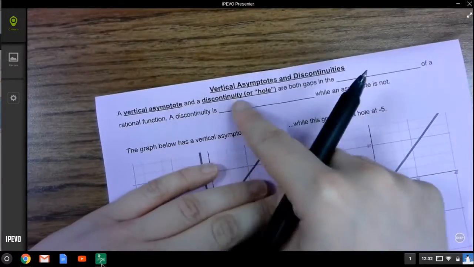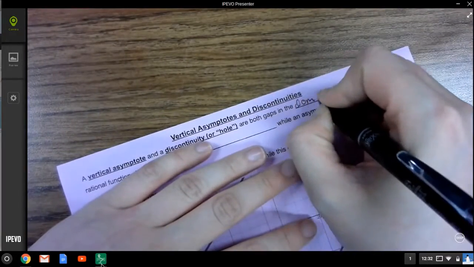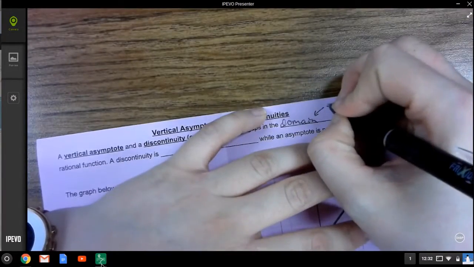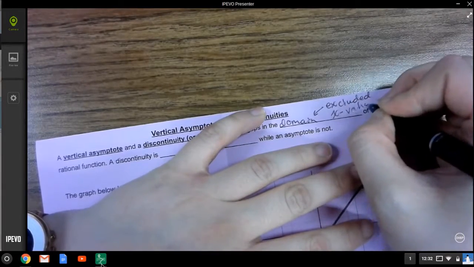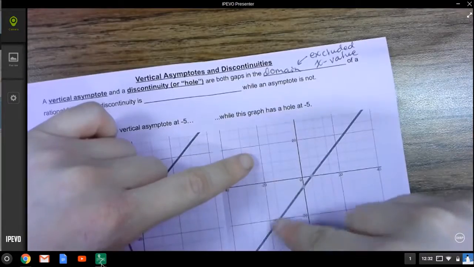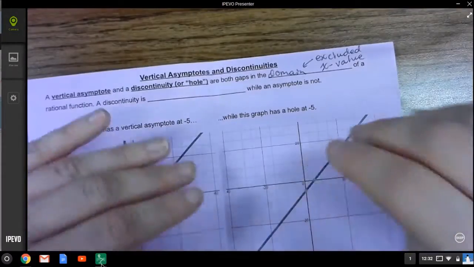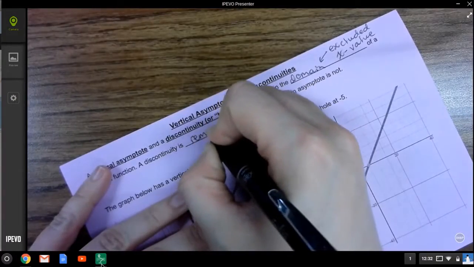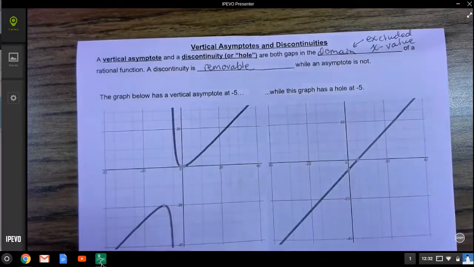So first, a vertical asymptote and a discontinuity or hole are both gaps in the domain of a rational function. That means that they're excluded x values. So there's some x value or x values that if you try to plot them on the graph, there's actually no y value that goes with it. You actually can't have that x value on the graph at all. A discontinuity, though, is removable. We'll look at what that means. While an asymptote is not, without changing the entire look of the function.